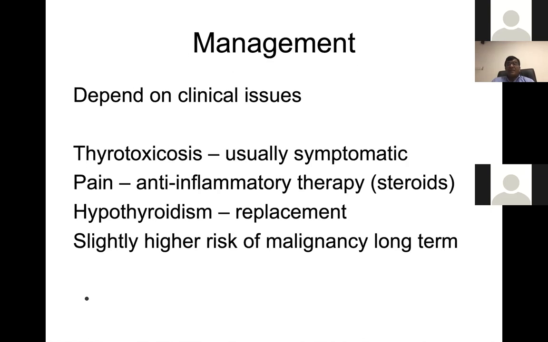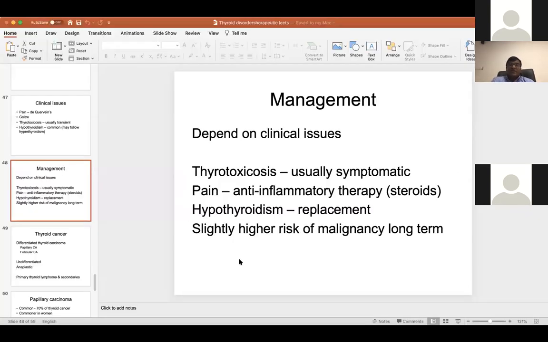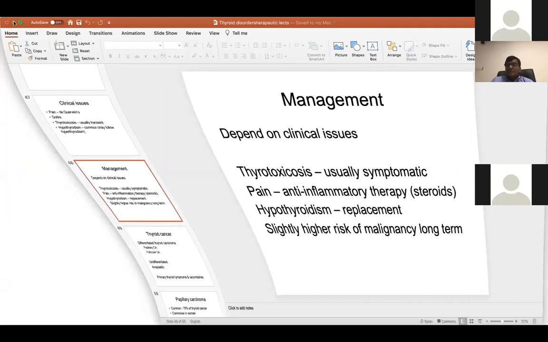I think that is what we are going to discuss about the therapeutic aspects of thyroid today. Any questions that you all have posed?